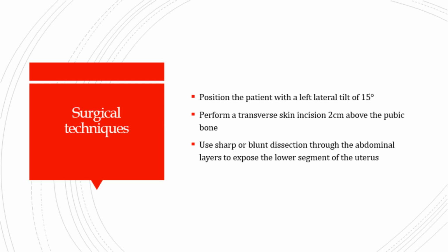It is recommended to perform a transverse skin incision approximately 2 cm above the pubic bone. This is called a Pfannenstiel skin incision. Once the skin is incised, the abdominal soft tissue layers and rectus muscles can be separated with sharp or blunt dissection to expose the lower segment of the uterus.